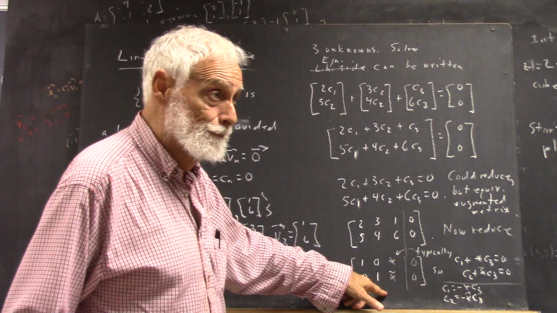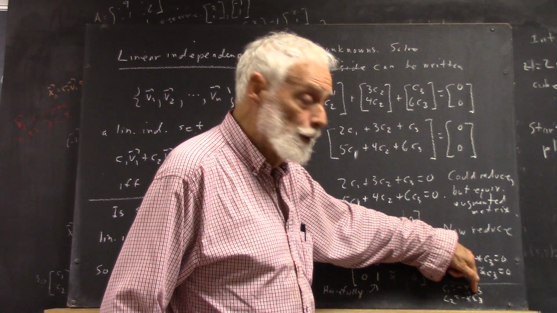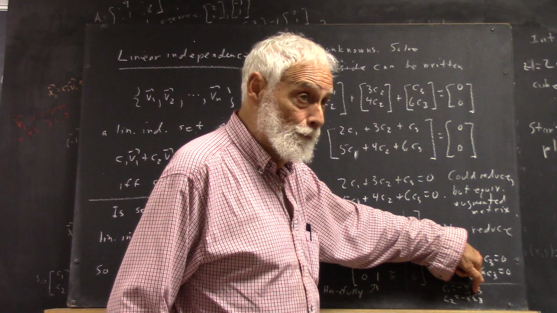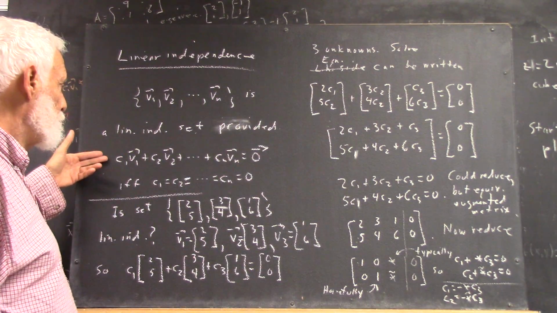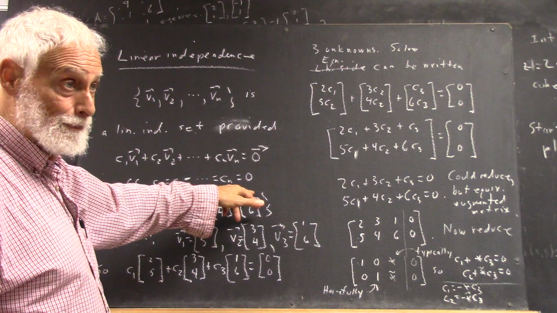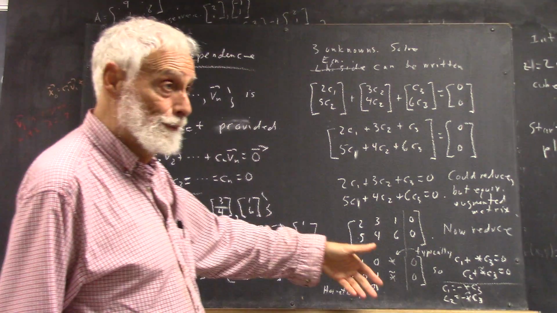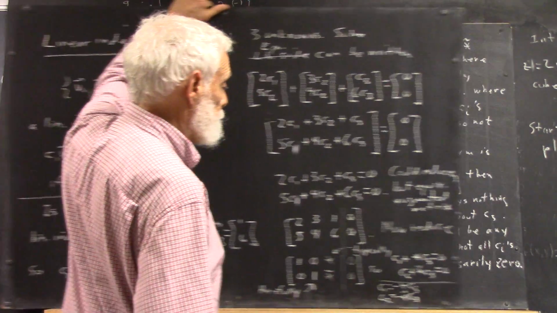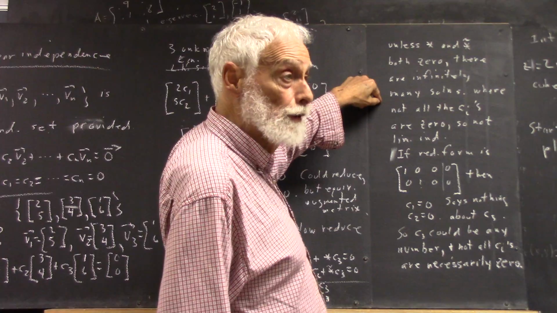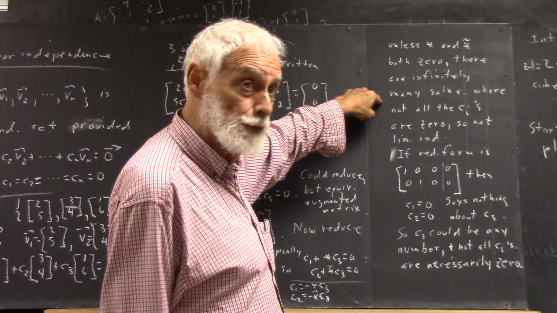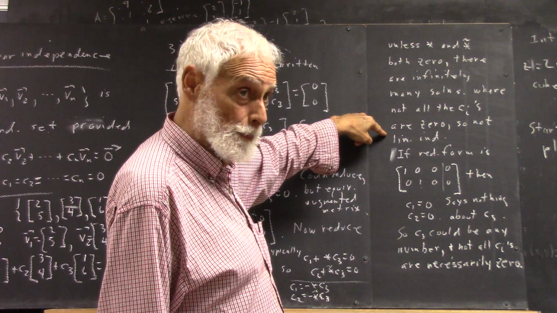So in the typical case, C1 is some multiple of C3, C2 is some multiple of C3, right? And C3 could be anything. So the solution doesn't require that all the C's be 0. If C3 is anything but 0, then none of them are 0 in this case, if these aren't 0. So we say that unless both of these are 0, there are infinitely many solutions. There's a solution for any value of C3, and not all the Ci's are 0. Matter of fact, none of them would be.